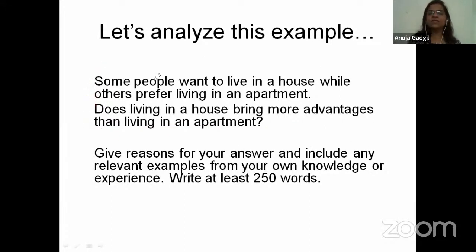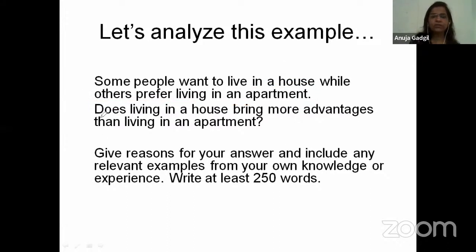So let us see the idea. Some people want to live in a house and some prefer living in an apartment. Apartment means building. Some people like to build their own house and live in it. And some people say, no, it is safe to stay in an apartment, like residential buildings. Two different ways. People live in houses. Some people also live in apartments.